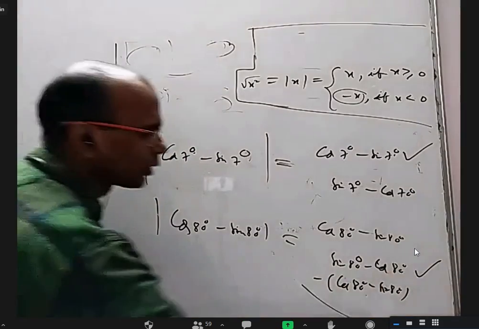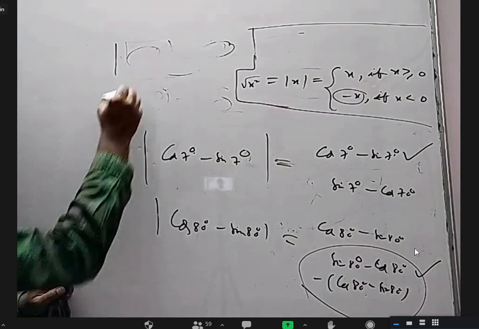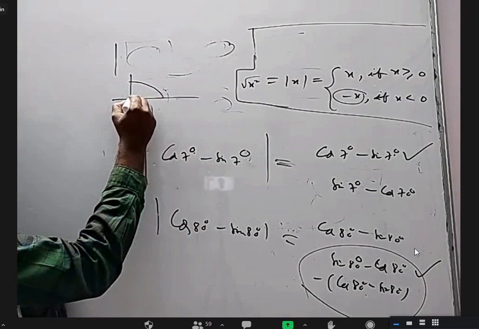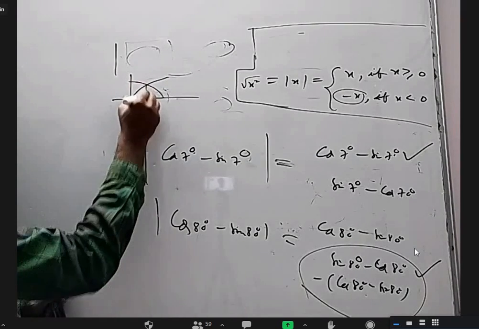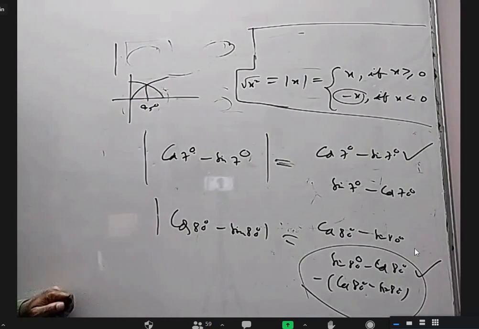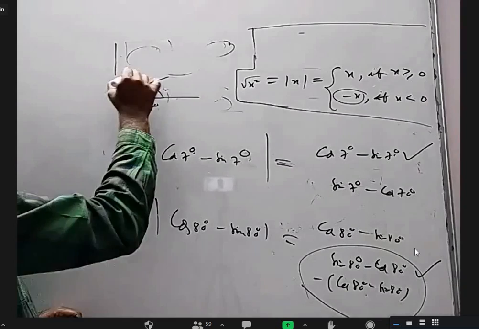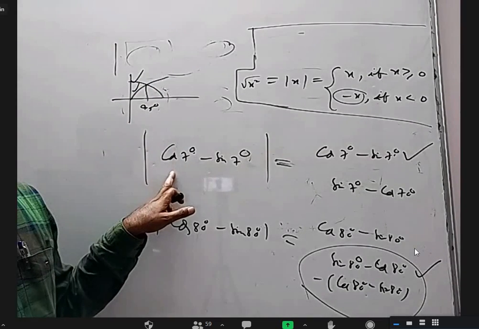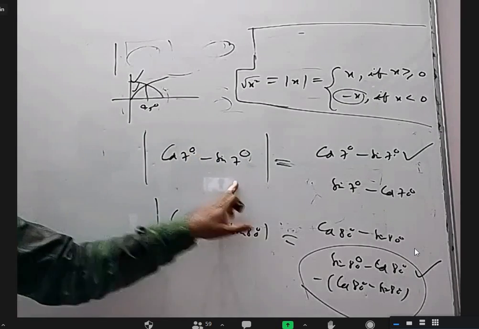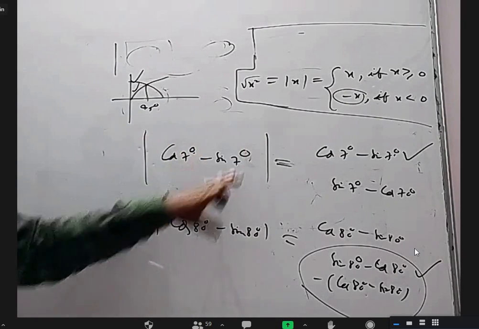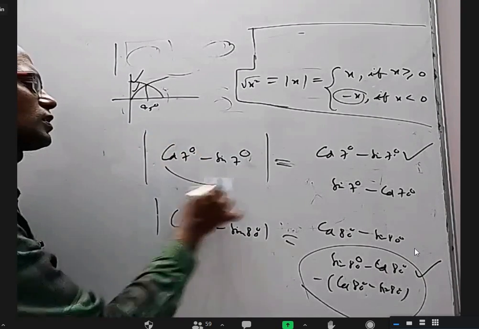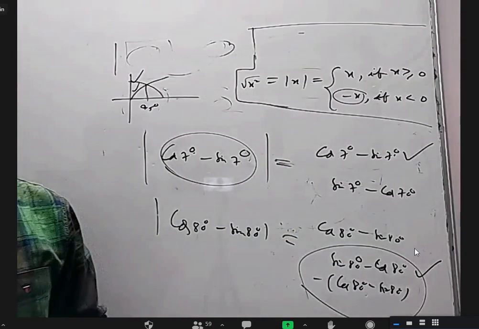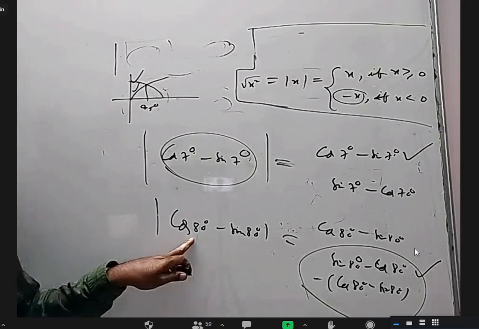Anyway, why? Because you know the cos graph and sin graph. Cos decreases from 1 to 0, sin increases from 0 to 1. At 45 degrees, both are equal. Till 45 degrees, cos values are higher than sin values. Cos 0 degrees is nearly 1, sin 0 degrees is nearly 0. This is more than this, so this is positive. And if something is positive, we write it as it is, right?